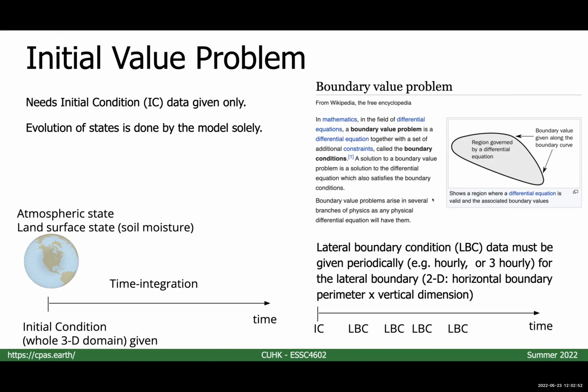And if you do not use a global simulation, you specify a lateral boundary, then the problem is called a boundary value problem. And in the simulation, in addition to the initial condition data, you also need lateral boundary condition data along the period of time you do the simulation. That data is for supplying the data to such lateral boundary, and then the simulation is only carried out inside this limited area, relying on the data you feed in.